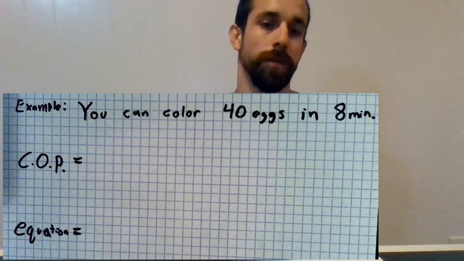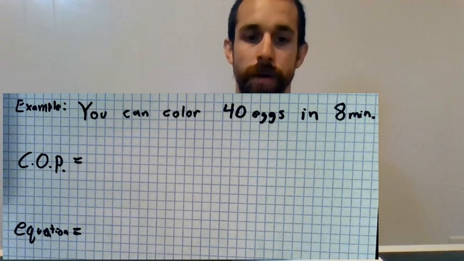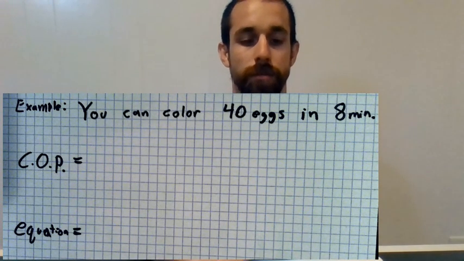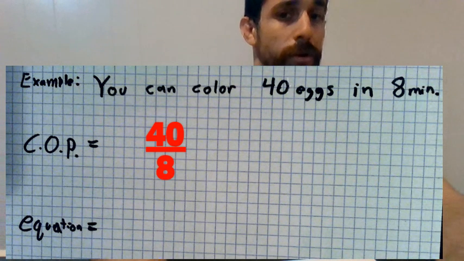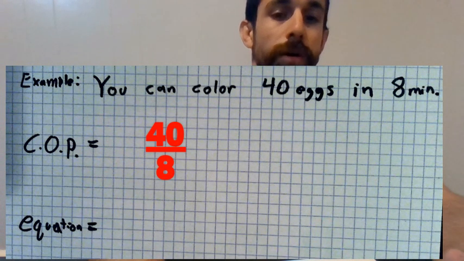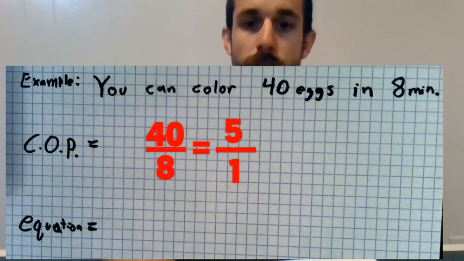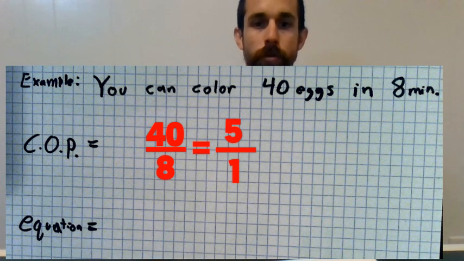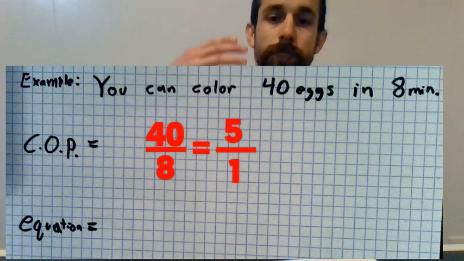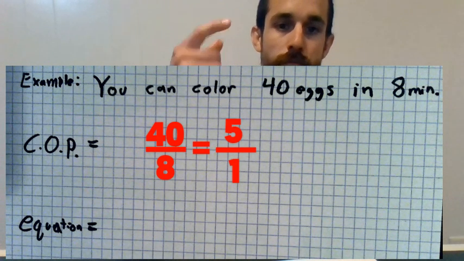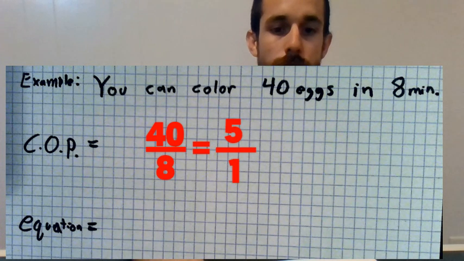So I made up this example. You can color 40 eggs in 8 minutes. We need to figure out what our constant of proportionality is, and then we need to find an equation. You could just say 40 over 8, and that would be okay, but I would prefer it if you would reduce it. So after I reduced it, I got my answer to be 5 over 1. Now, what that really means is you can do 5 eggs in every 1 minute.